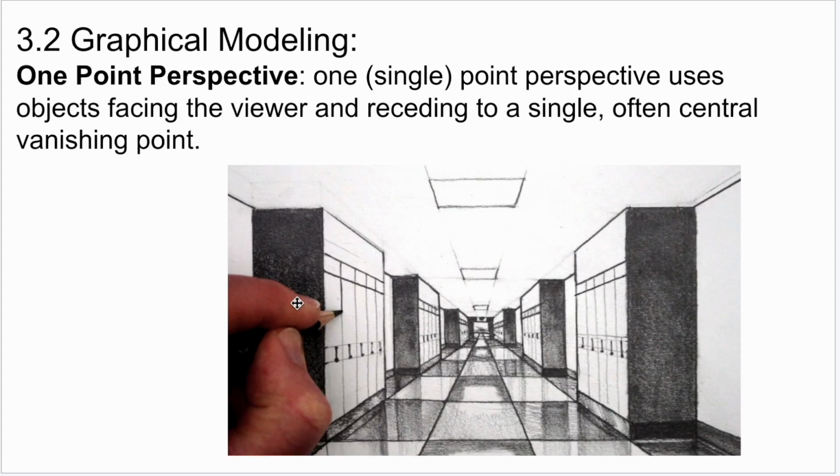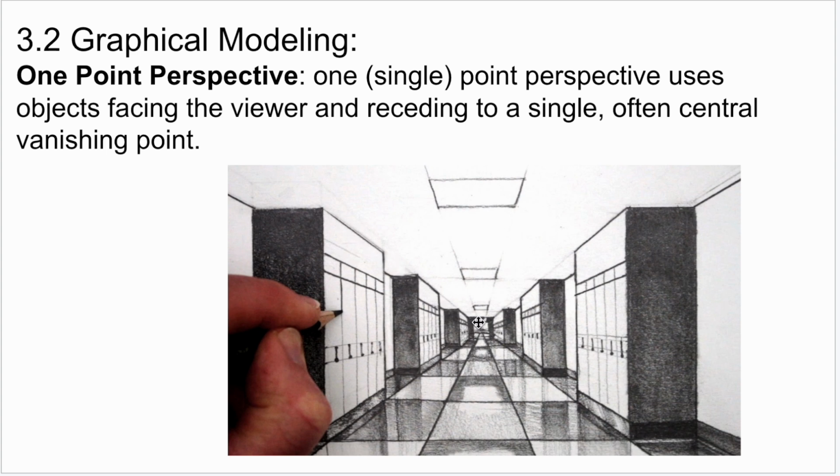1-point perspective is where you have a single point where all the lines converge. So one single point perspective uses objects facing the viewer and receding to a single, often central vanishing point. So the point where all the lines converge is called the vanishing point. And on this drawing, it's going to be somewhere back here. But you can see that all of these horizontal lines are converging on a single point.